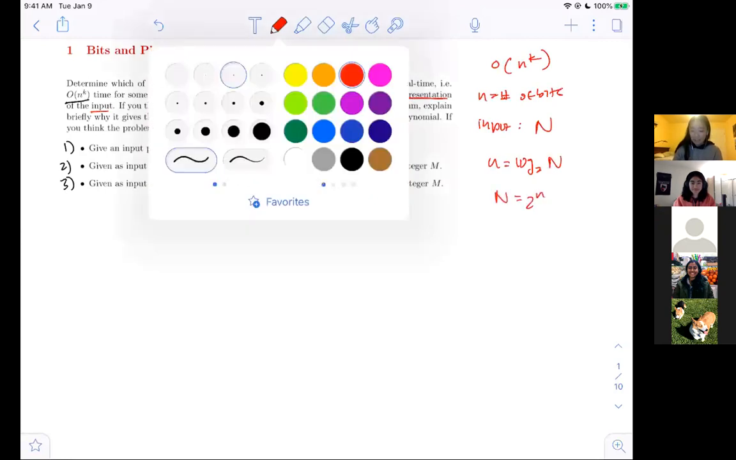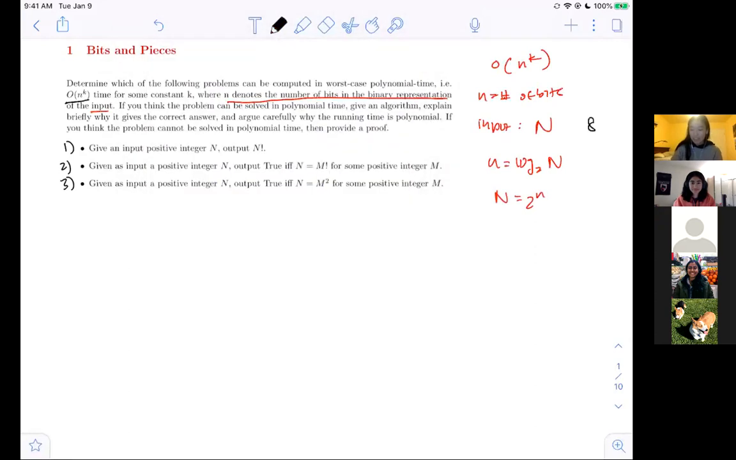So an example of an input we could have is 8. Its binary representation would be 1000, so we would have 4 bits. So we want to determine for each of the following questions, 1, 2, and 3, which of the problems can be solved in polynomial time, and if it can, give an algorithm and explain briefly why it is polytime. And if we think the problem cannot be solved in polytime, then we provide an explanation why.